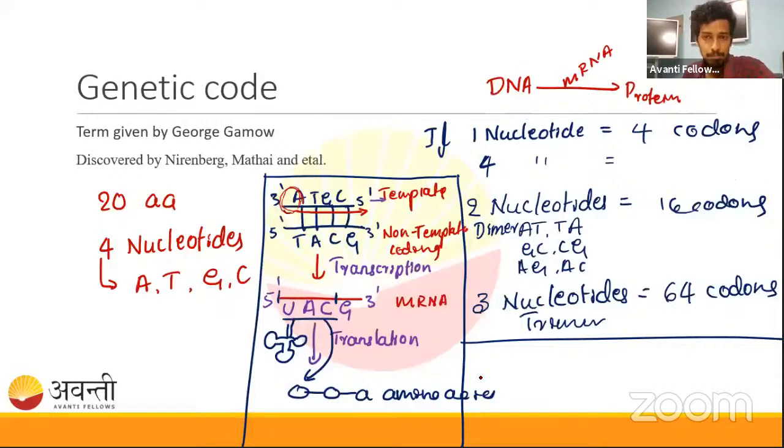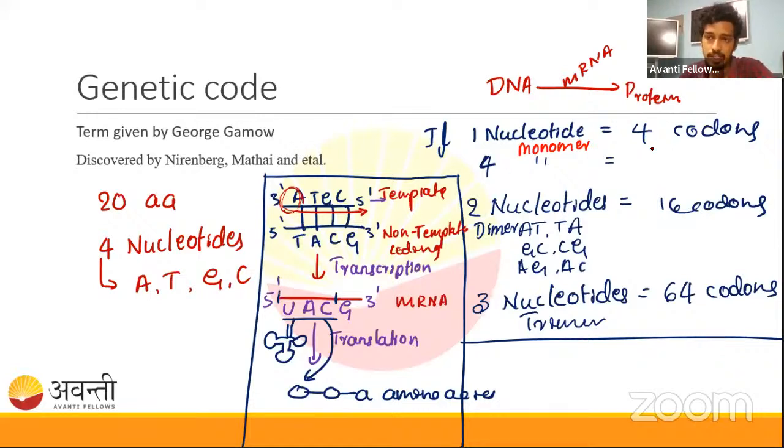I will sum up the previous slide. The genetic code is attributed to two important people, George Gamow and Nirenberg, Matthaei and others. They already knew that there are 20 amino acids and 4 nucleotides. Gamow said to think of a monomer of the nucleotide coding for one amino acid: A codes for one, T codes for one, G codes for one, and C codes for another amino acid, right? But the issue is that we have 20 amino acids. If we consider the codon as a monomer, then what happens?